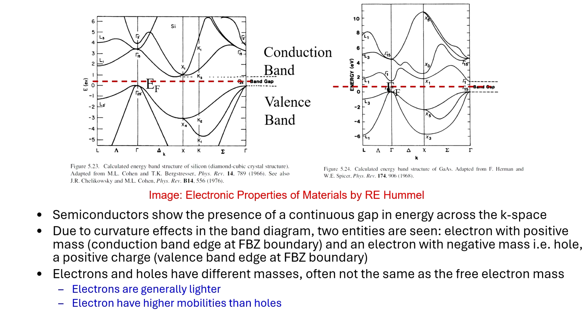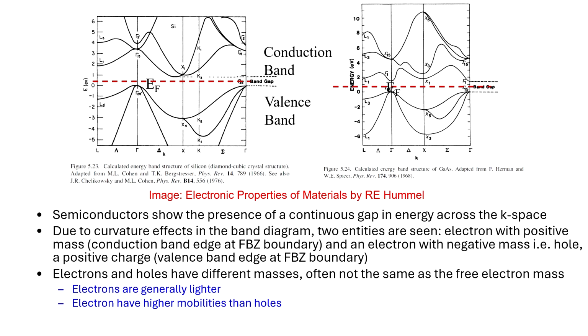On the other hand, semiconductors show a different band structure. There is a presence of a continuous gap in the energy across the K space. Here are two examples, silicon and gallium arsenide, and we see a continuous gap across the K space in the energy, and in between this energy gap we have the Fermi level. The Fermi level lies right at the middle of the band gap at 0 Kelvin for an undoped, pure semiconductor. Depending upon whether the minima and maxima of conduction and valence band match or do not, they are defined as direct and indirect band gap semiconductors.